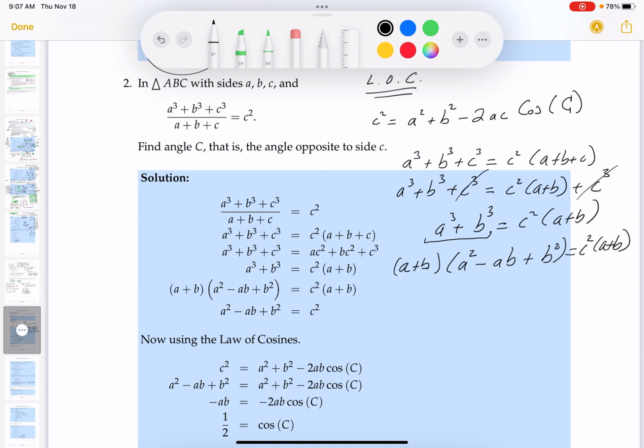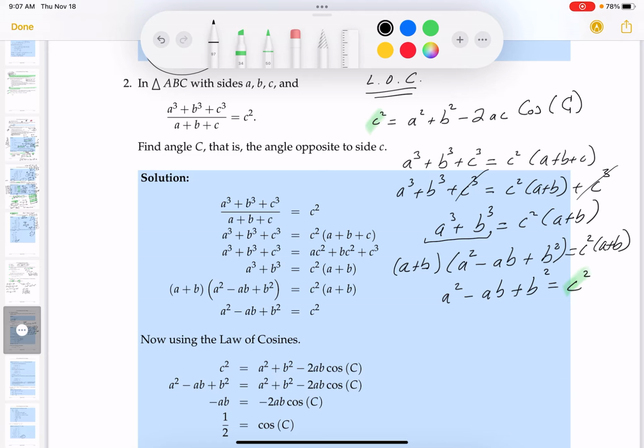I'm going to divide both sides by A plus B now, and I get something pretty simple. I get A squared minus AB plus B squared is equal to C squared. Now, granted, this may not help me, but I do know something now. And I want to tell you what I know now. I know this, and I wanted it. And let's write this down now.